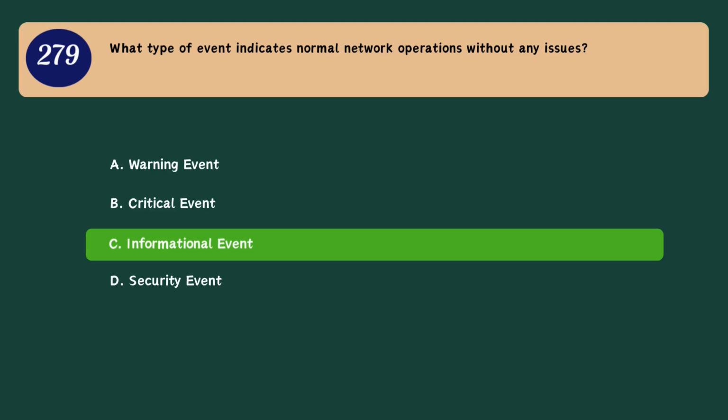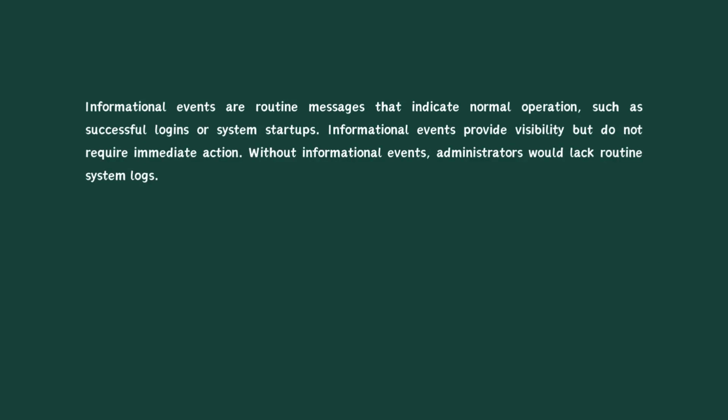Correct answer: C. Informational event. Informational events are routine messages that indicate normal operation, such as successful logins or system startups. Informational events provide visibility but do not require immediate action. Without informational events, administrators would lack routine system logs.